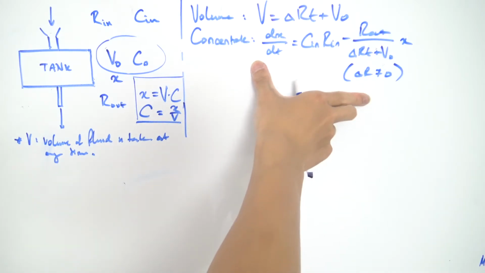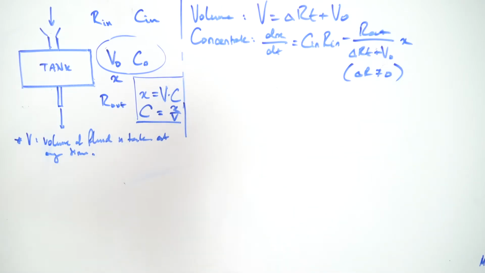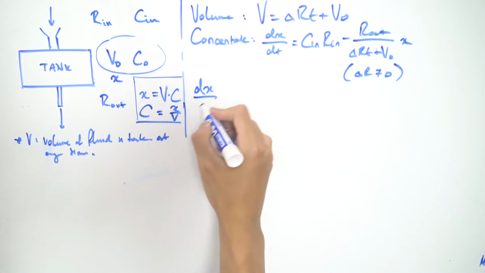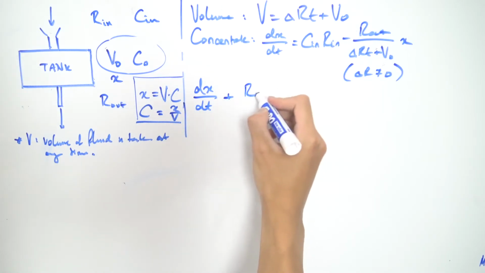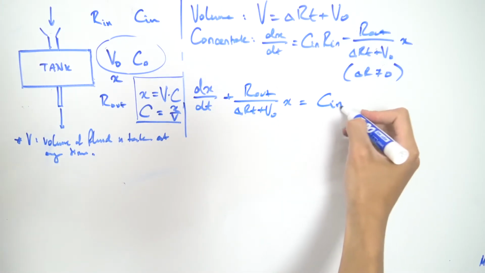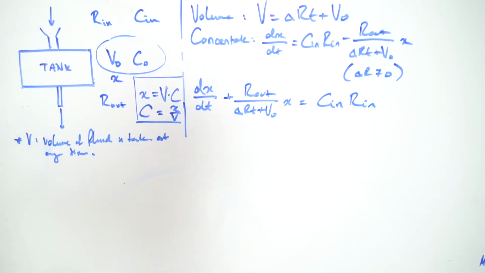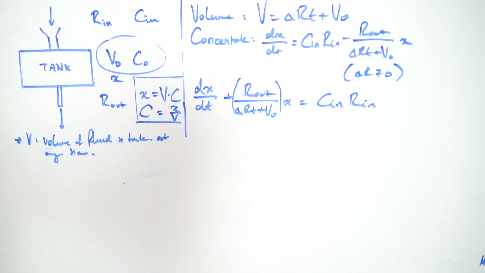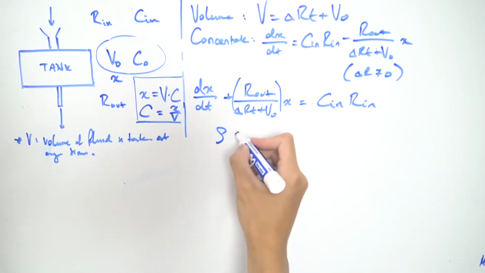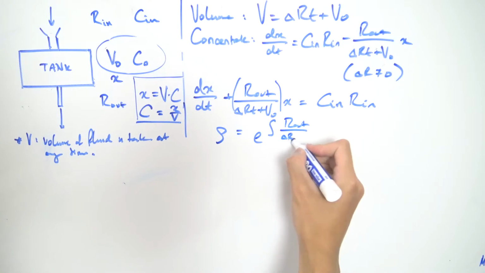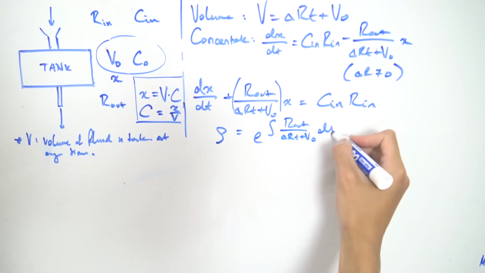Right, so I've just written out all the stuff we just found up here, and now our goal is to solve this differential equation. What I want to do first is to move this term onto the other side. So now we have dx over dt plus R out over delta R times T plus V naught times X is equal to this constant C in times R in. And now we need to multiply everything by the integrating factor. So now we have dx dt, and then we have an x, and over here, this is some function of t. And the integrating factor, which is rho, is exactly e to the integral of this function, which is R out over delta R times T plus V naught, and we integrate this with respect to t.